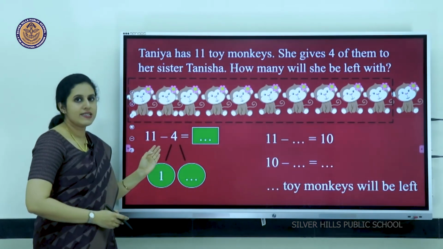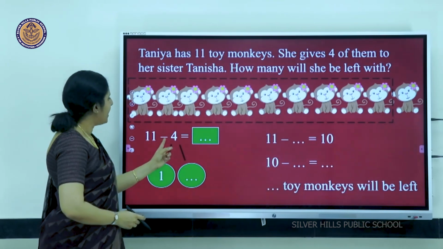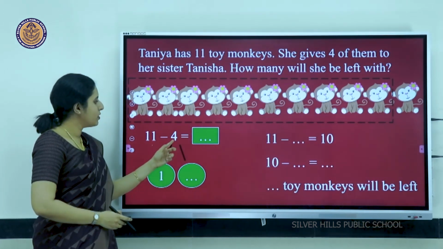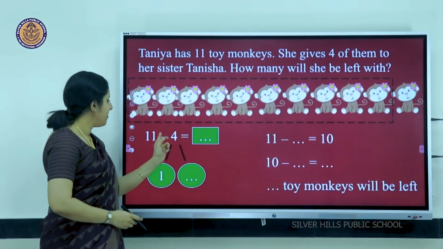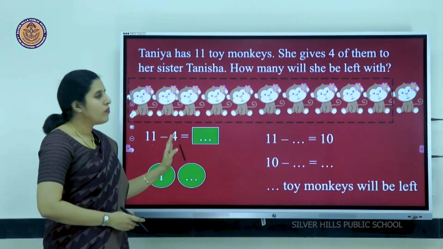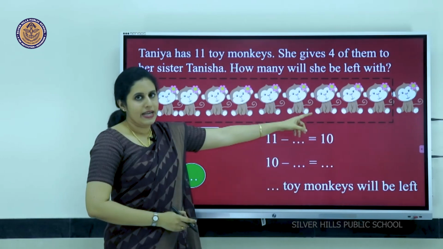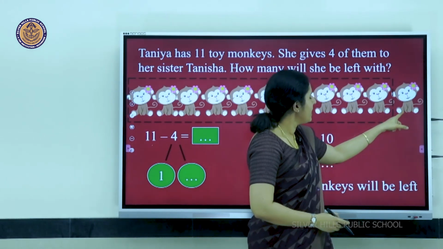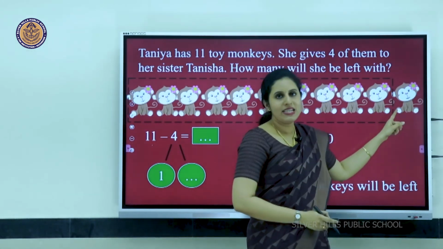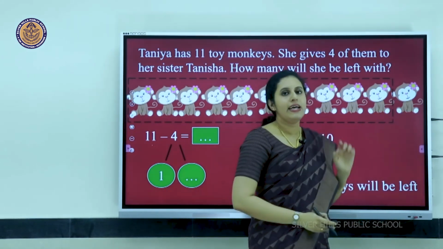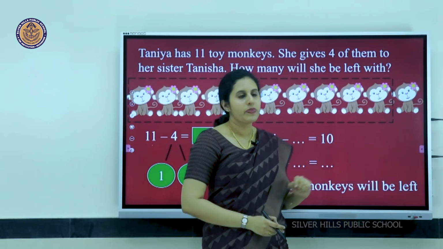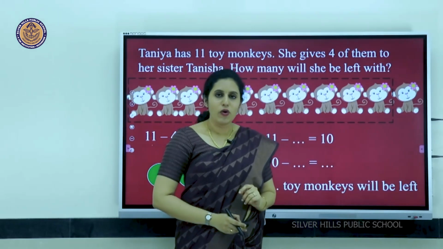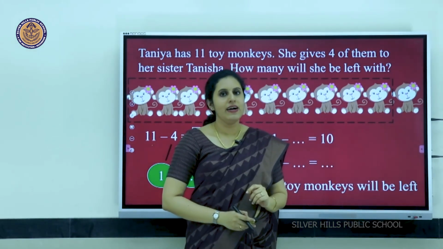Now, how do you write it as a subtraction sentence? 11 minus 4. Why is it 11 minus 4? Because there are 11 monkeys. From that, 4 toy monkeys are given away. That is why 11 minus 4. Now, when you look at the ones side, you can see only 1 toy monkey is there on the ones side. So, from the ones side alone you cannot take out 4 because there is only 1 monkey on the ones side. We cannot take out 4 from the ones side alone.